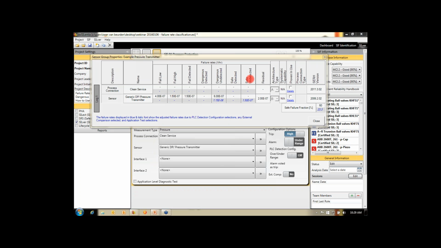behaves as a safe failure. We're classifying it as undetected because we have the PLC detection currently set off. But you see that the 1.5 for the fail high goes into the safe undetected category. Fail low goes away from the trip point and is therefore dangerous. Again, the detection is off, so it's dangerous undetected. And fail detected, because the transmitter is set to have an under range output upon detected failures, behaves the same as fail low, so 4 plus 1.5 plus this 6 ends up to be 11.5 in the dangerous undetected category.